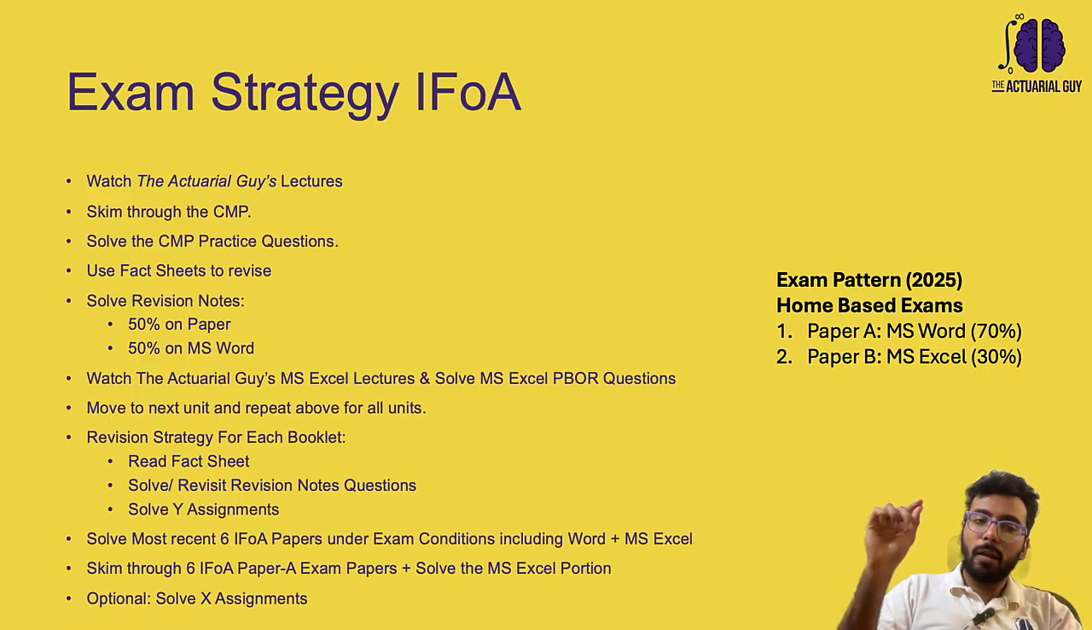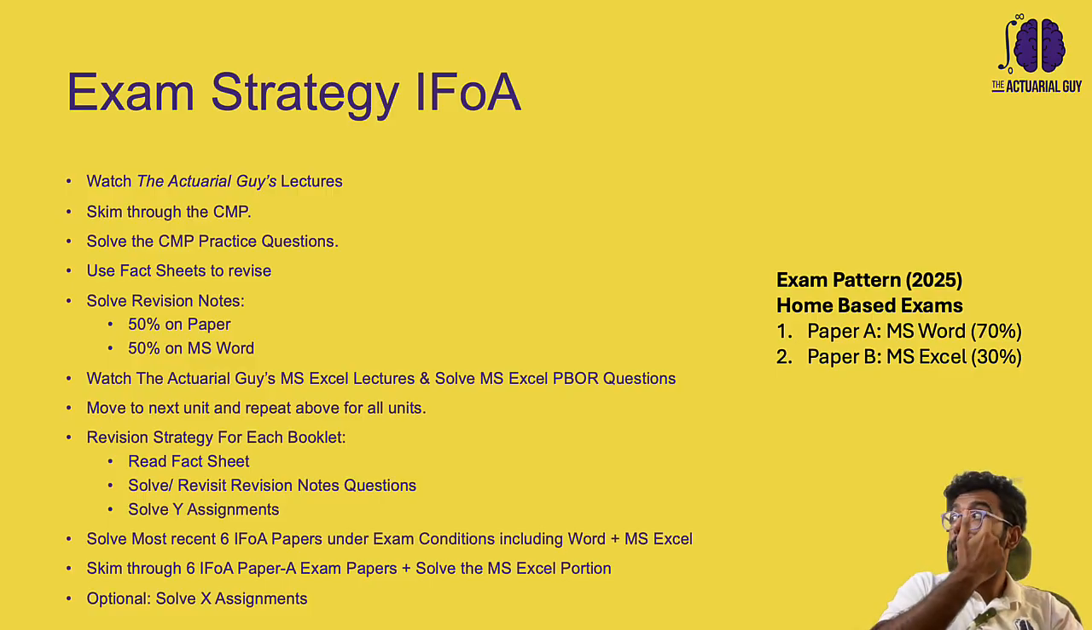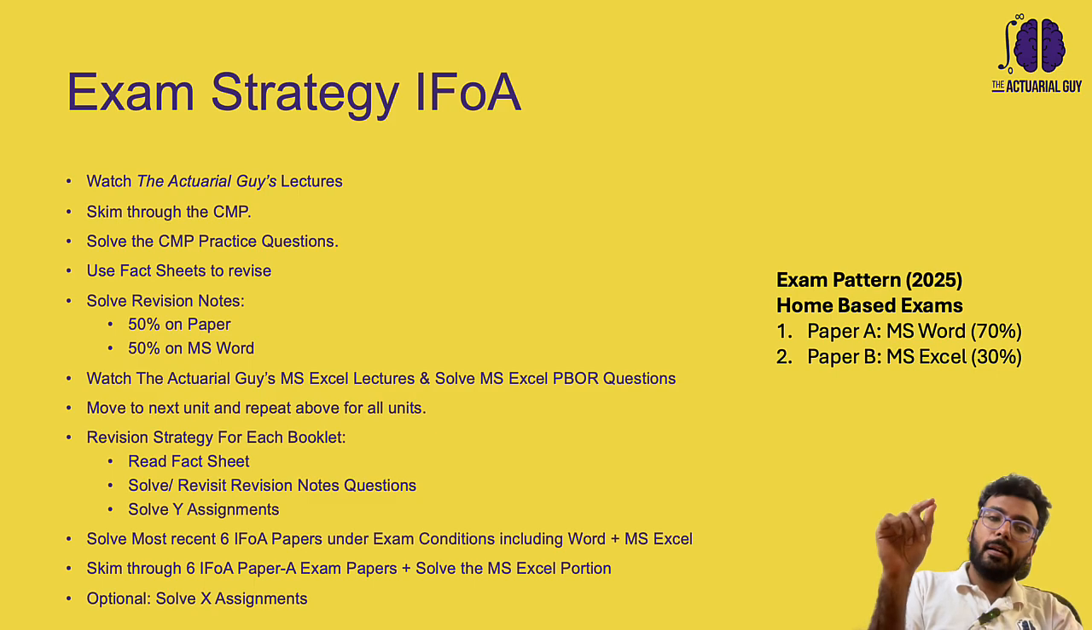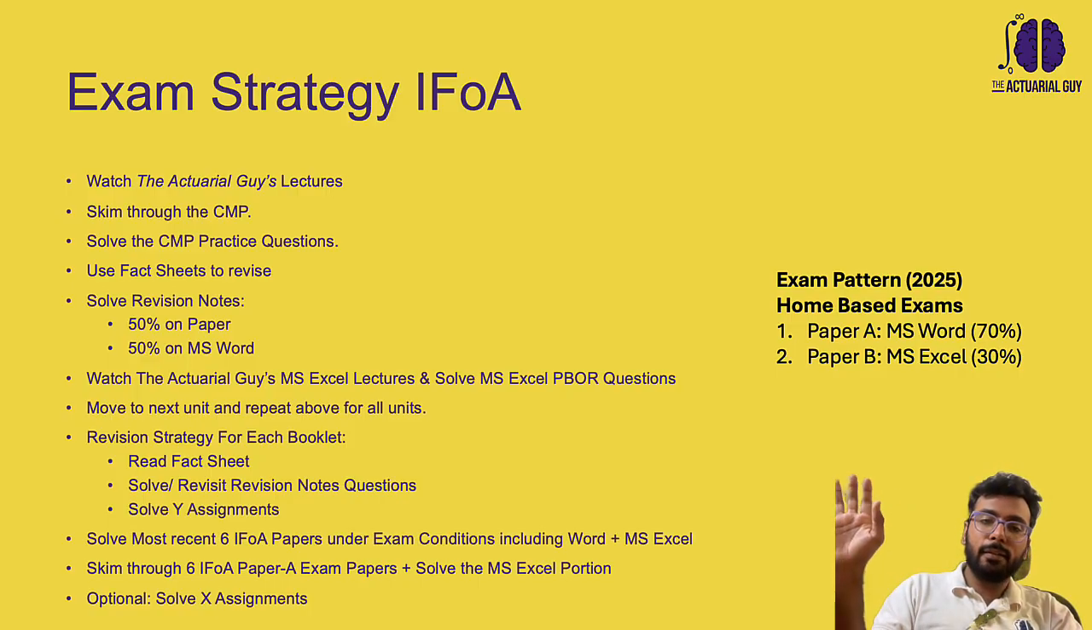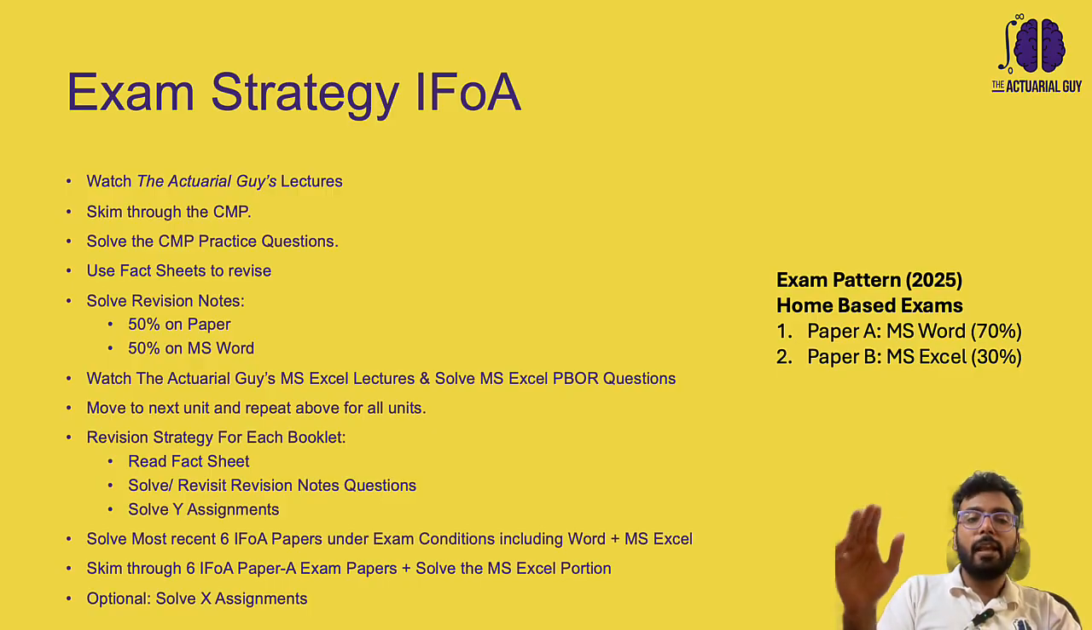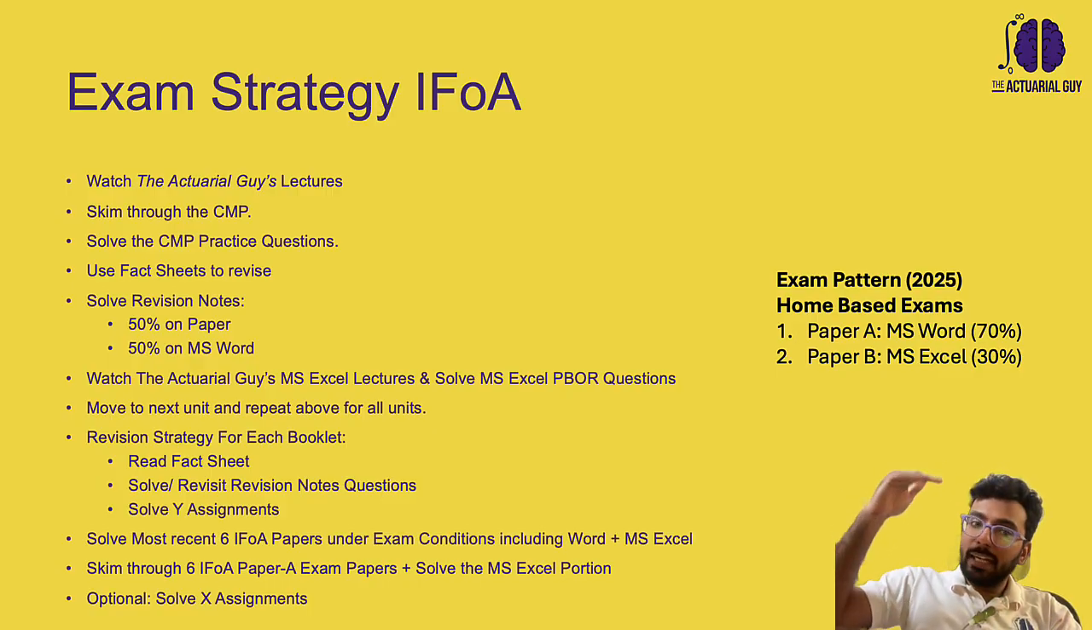Solving 6 papers would take you at least 30 hours, because paper A is 3 hours and 15 minutes, and paper B is 1 hour and 45 minutes. If you add that up, that is 5 hours per paper. For 6 papers, that will take you 30 hours. So 30 hours you will have to give to solving papers under exam conditions. Apportion this. And these are the latest 6 papers.